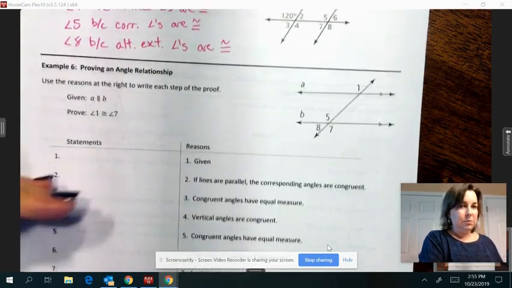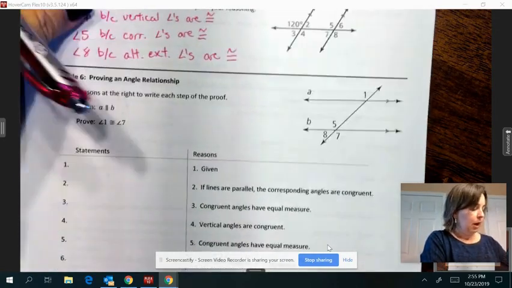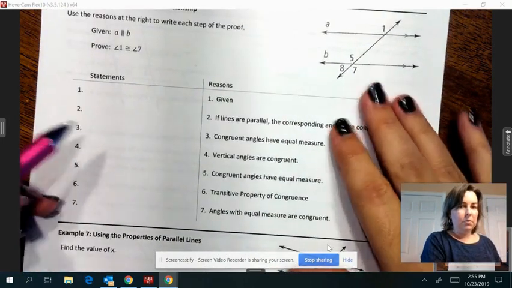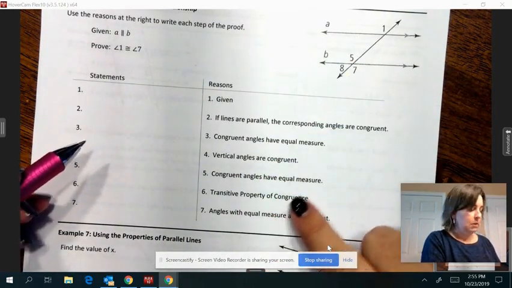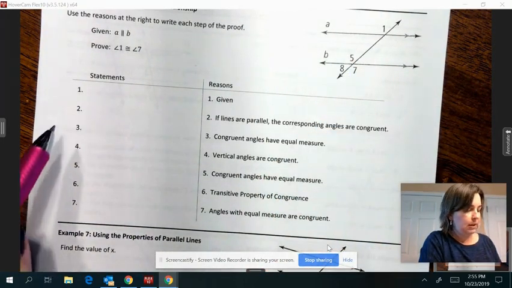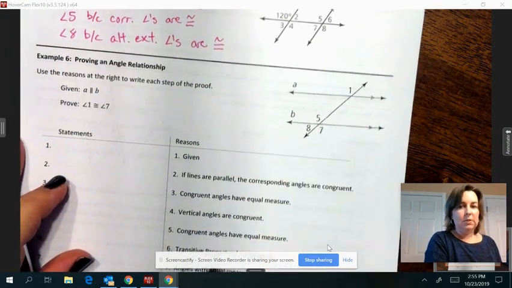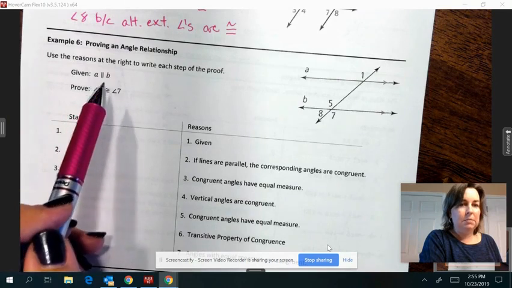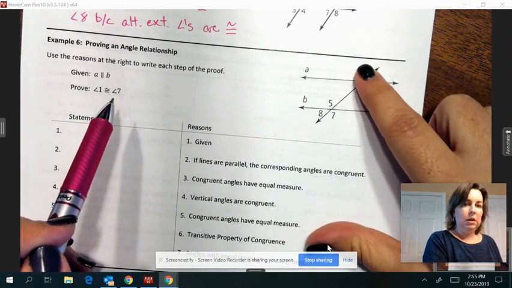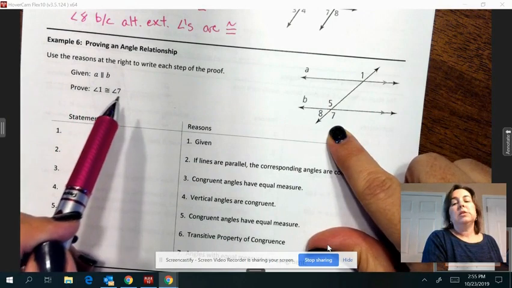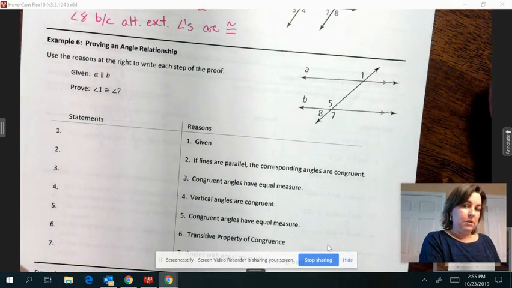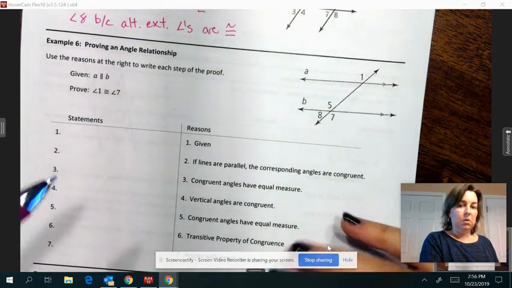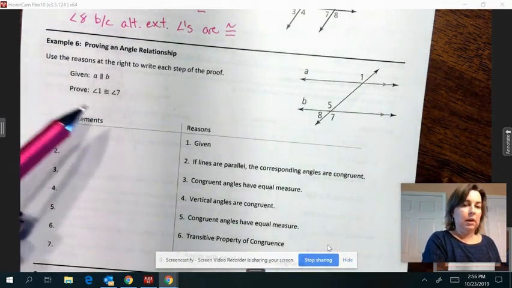Okay, so the next one we have a proof to fill out, and this is kind of different. All the proofs we've done so far, we usually fill in the reasons, and this time we're going to fill in the statements. So we've got a picture that's very similar to what we've been doing. The given information is A is parallel to B, and we want to prove that angle 1 and angle 7 are the same. So you should know angle 1 and 7 are the same because they're alternate exterior angles. But we're going to pretend we don't know that yet, and we're going to prove it in another way.